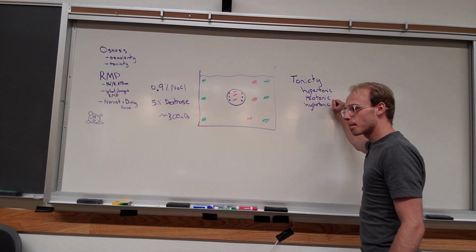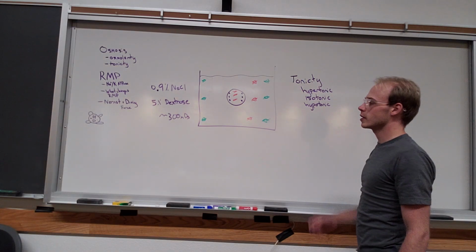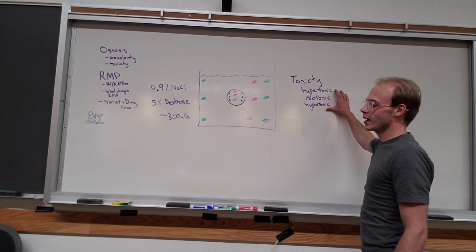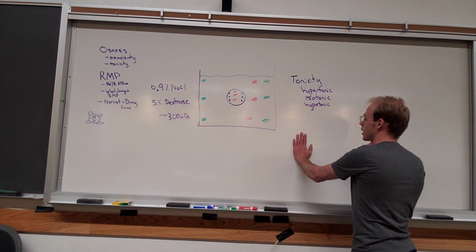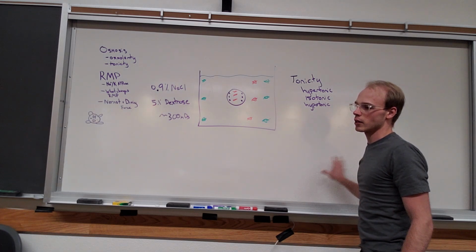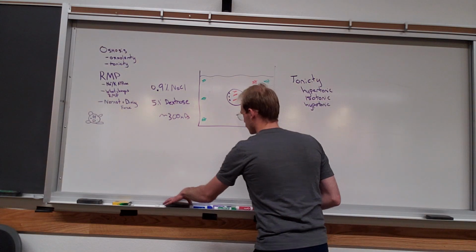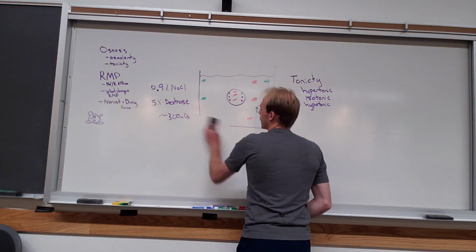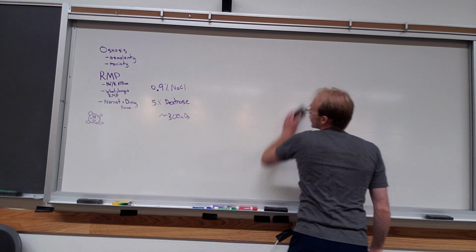Make sense? The way our textbook describes it is tonicity is kind of effective osmolarity. So osmolarity describes the state of something, and tonicity describes the movement of the water and what actually happens. Okay, that's osmosis and all that stuff.